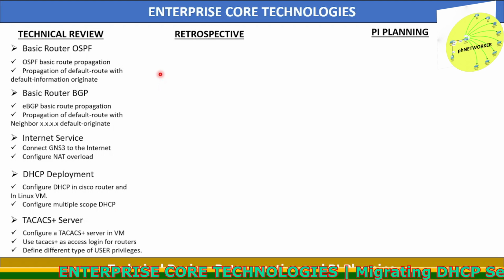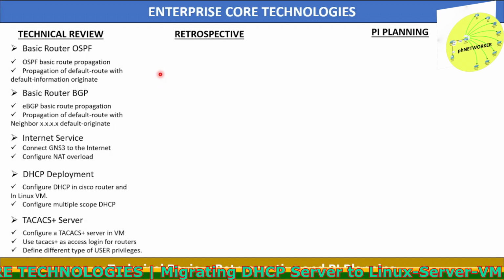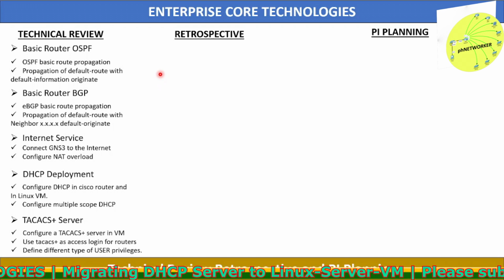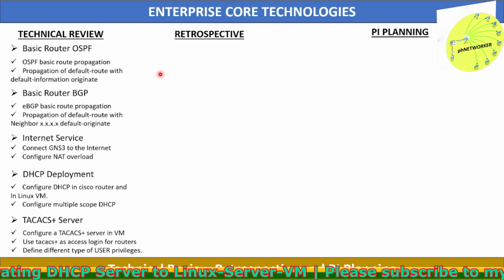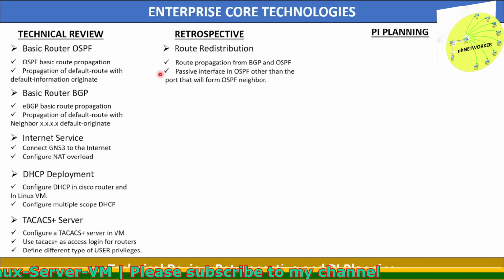Alright, so let's proceed to the retrospective. In this retrospective, we will discuss the unexpected things that we encountered. First, in the route redistribution, the route propagation from OSPF to BGP, and the passive interface of OSPF, where we only allow the ports that will form an OSPF neighbor. And for route propagation from BGP, this is the redistribution, so we use redistribution.